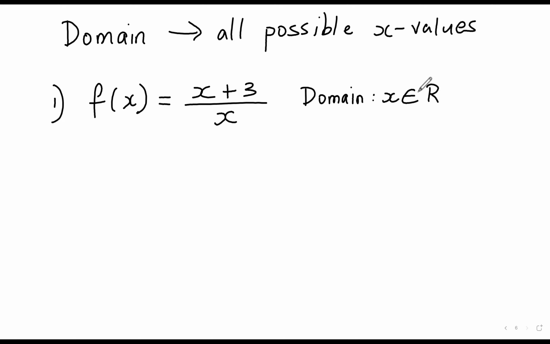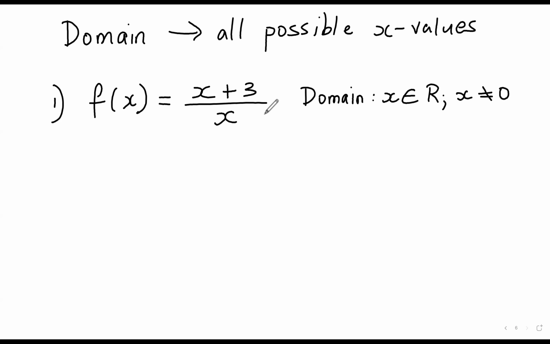That's right. So x belongs to all the real numbers except x is not equal to 0. You cannot divide by 0. It's undefined, right? So the function is undefined when x is equal to 0. So you can substitute any value of x into this function except 0 because you cannot divide by 0.